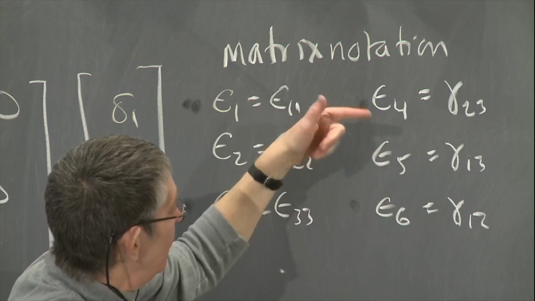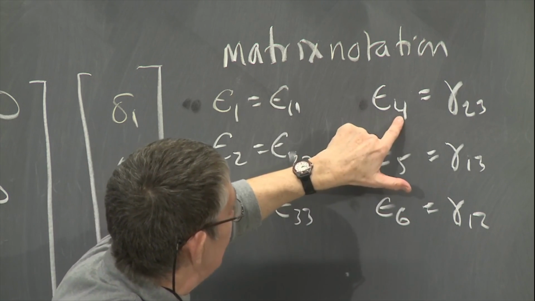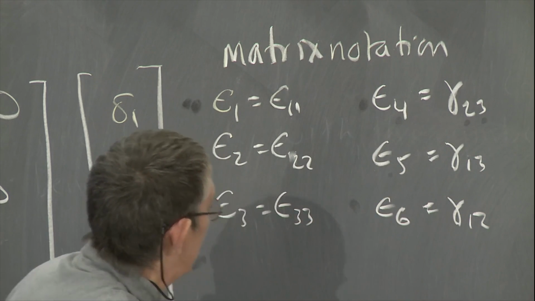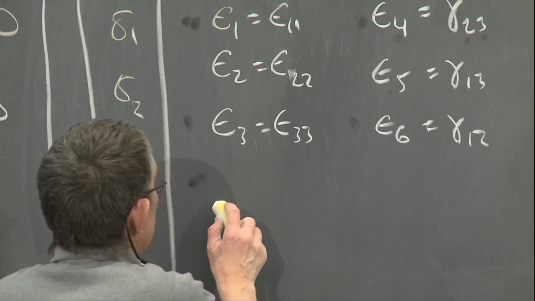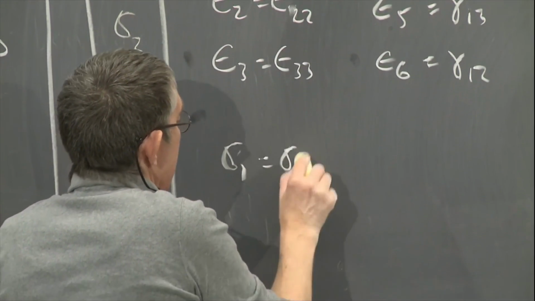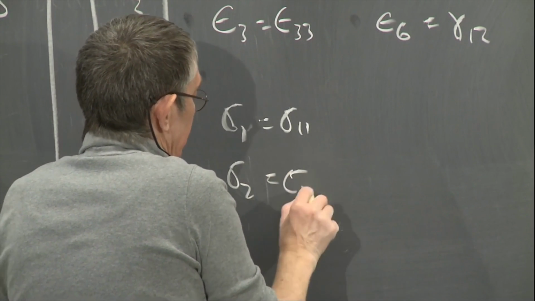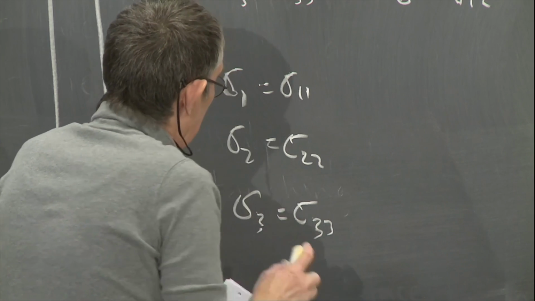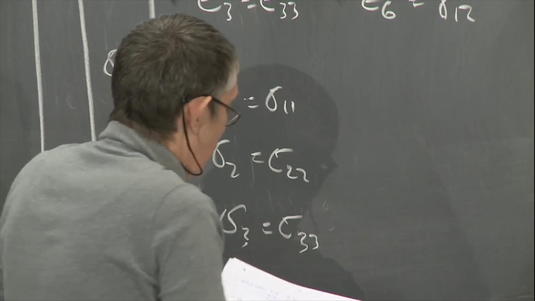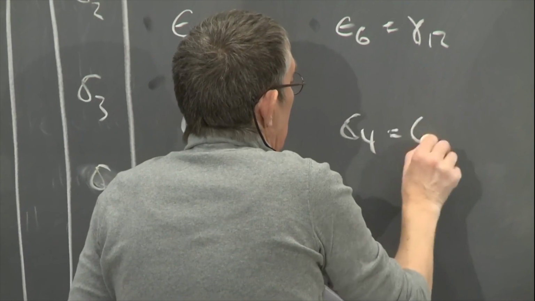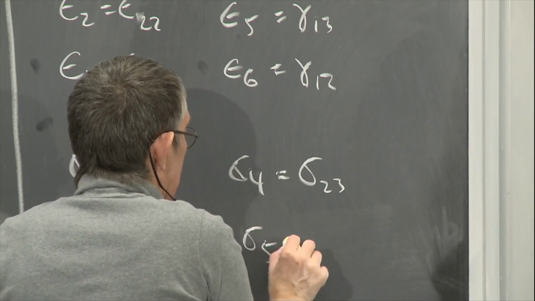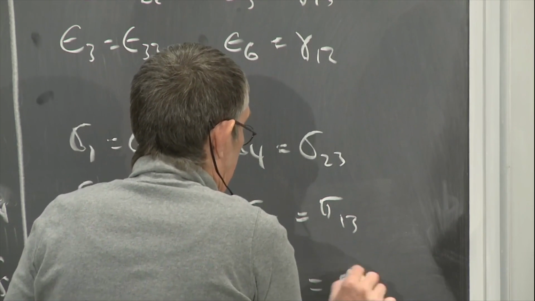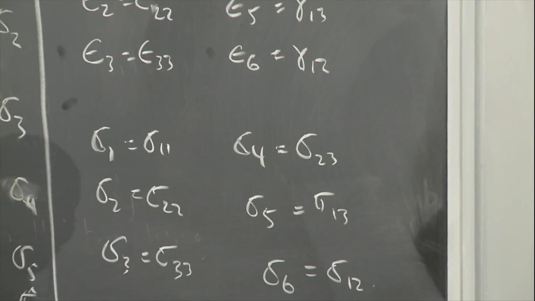And you remember there's this convention where the subscripts add up to 9. So 4 plus 2 plus 3 is 9. 5 plus 1 plus 3 is 9. 6 plus 1 plus 2 is 9. And then the stresses are a similar thing. So sigma 1, sigma 2, and sigma 3 are the normal stresses. And then sigma 4, sigma 5, and sigma 6 are the shear stresses. Okay, like that.